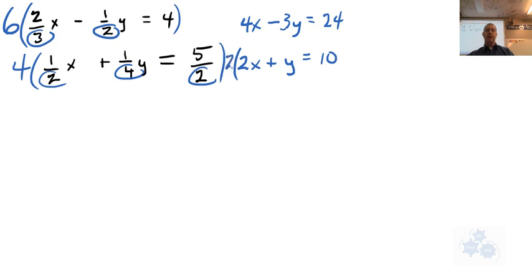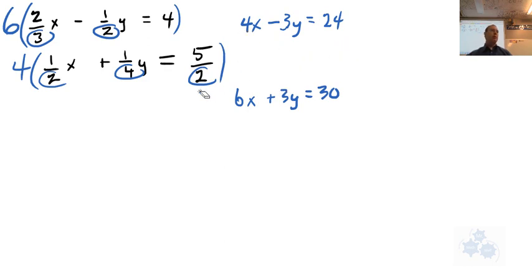Let's get rid of the y's, okay? So I'll multiply this by 3. So that's going to be 6x plus 3y equals 30. So that 3 is multiplied by each term in the equation. Okay?